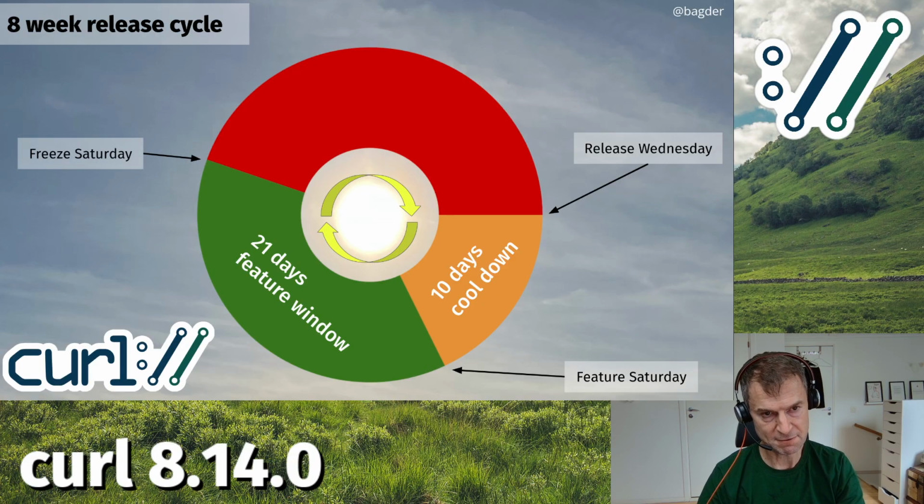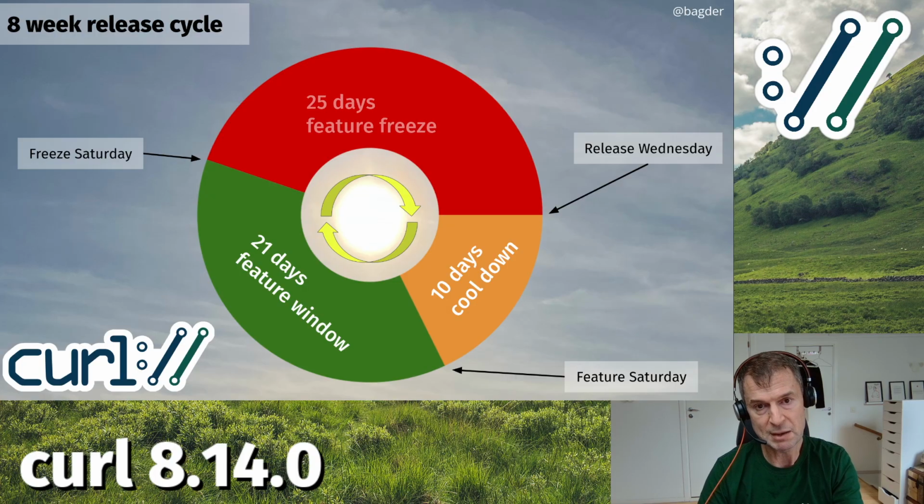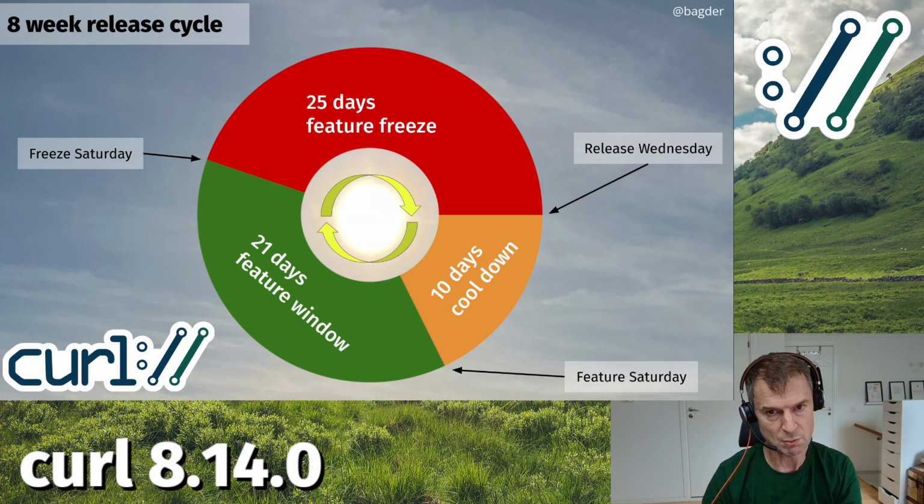And then we have this freeze Saturday because it's exactly 3 weeks after we open the window. We close the window again. It's a Saturday again. And then, of course, when we close the feature window, that means that we start the feature freeze, and then we don't do any new features. We only do bug fixes for 25 days.